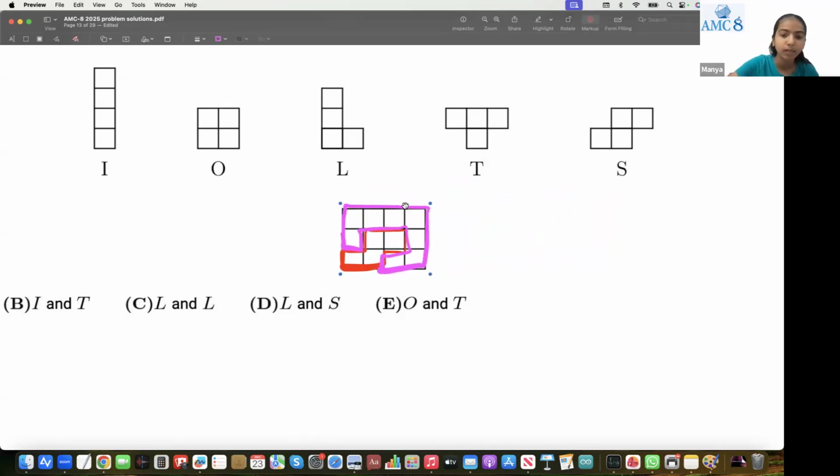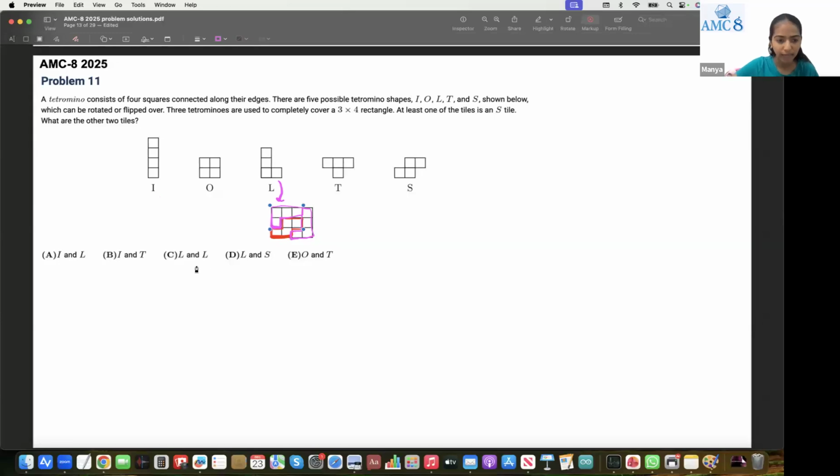So to do that, we would just try to imagine, see, where there's one square here, or there's actually two here, and there's two going this way. So what shape could fit like that? Well, if we rotate L, it can fit over here. And we also see that there should also be a shape somewhere over here. So this shape would once again be L if we would rotate it or flip it over. And so this one should be L and this one should also be L, meaning that the other two shapes are L and L, which gives us answer choice C.